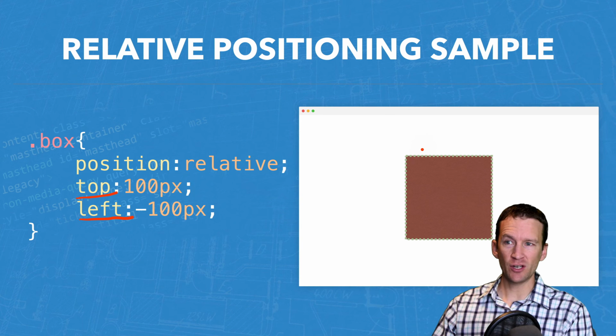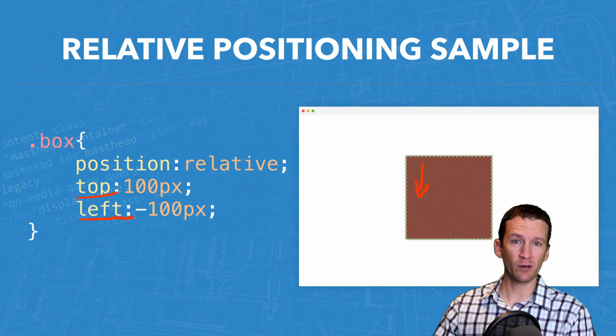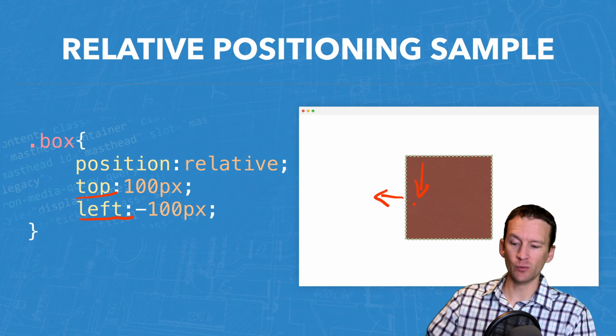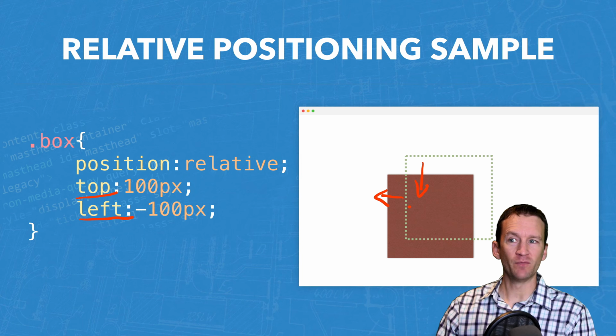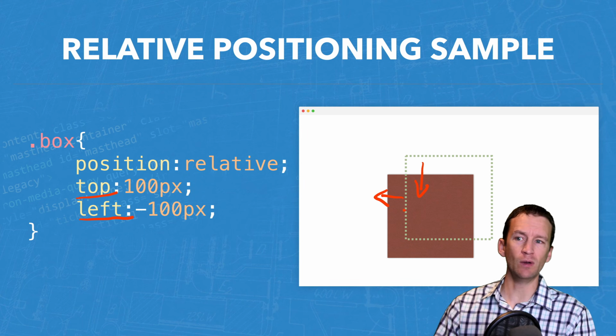So if we imagine here from the top edge, it should move down in this direction 100 pixels, and from the left edge it should move negative or out 100 pixels. So I would expect this box to move in this behavior. So it's going to move left and down both. So you can use 2 keywords as well.